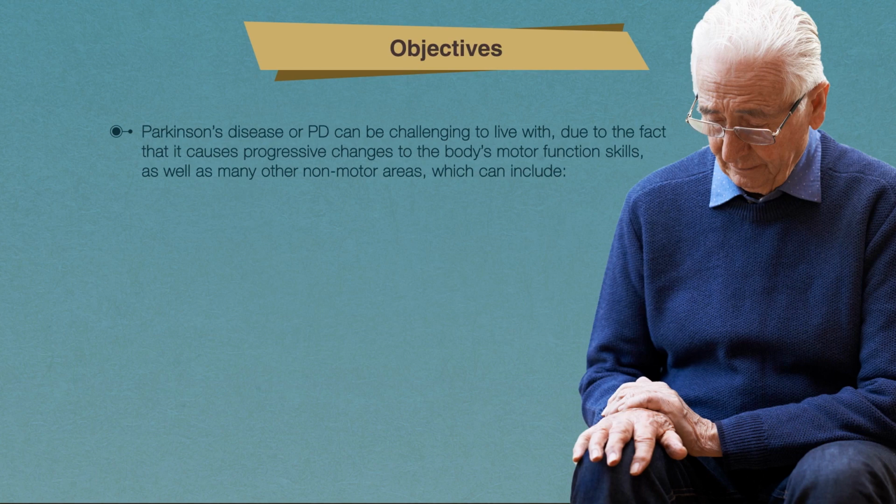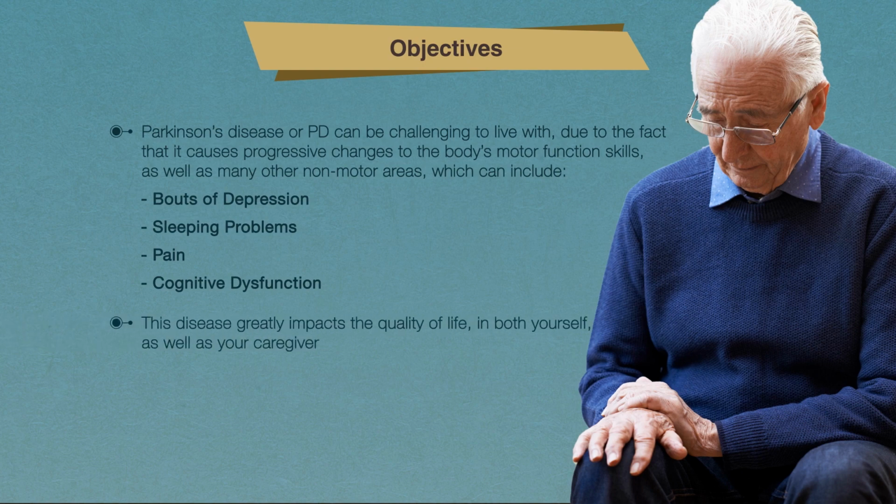Parkinson's disease, or PD, can be challenging to live with due to the fact that it causes progressive changes to the body's motor function skills, as well as many other non-motor areas, which can include bouts of depression, sleeping problems, pain, and cognitive dysfunction. This disease greatly impacts the quality of life in both yourself as well as your caregiver. Although a lot of factors of Parkinson's disease are uncontrollable, actively pursuing all of the treatment options that are available can provide you with a sense of control and help you live your life to the fullest.